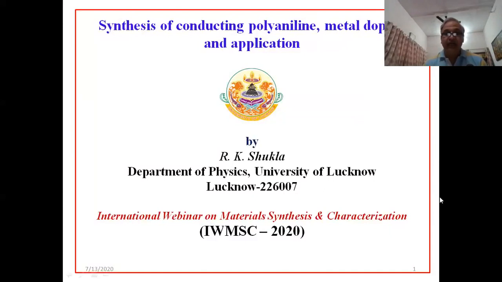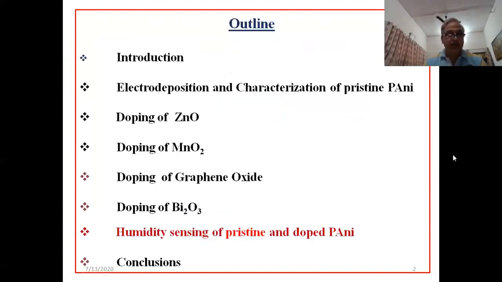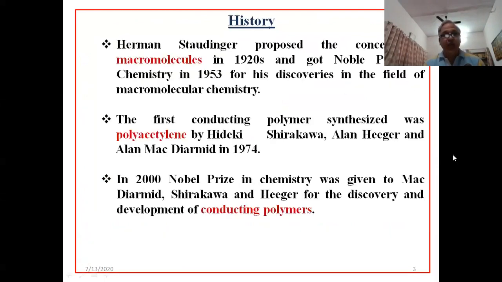The outline of my talk is introduction, electrodeposition and characterization of pristine polyaniline, and doping of ZnO, MnO2, graphene oxide, Bi2O3, and then humidity sensing of pristine and doped polyaniline, and then conclusion. Hermann Staudinger proposed the concept of the macromolecule in 1920 and got the Nobel Prize in Chemistry in 1953 for his discoveries in the field of macromolecule chemistry.